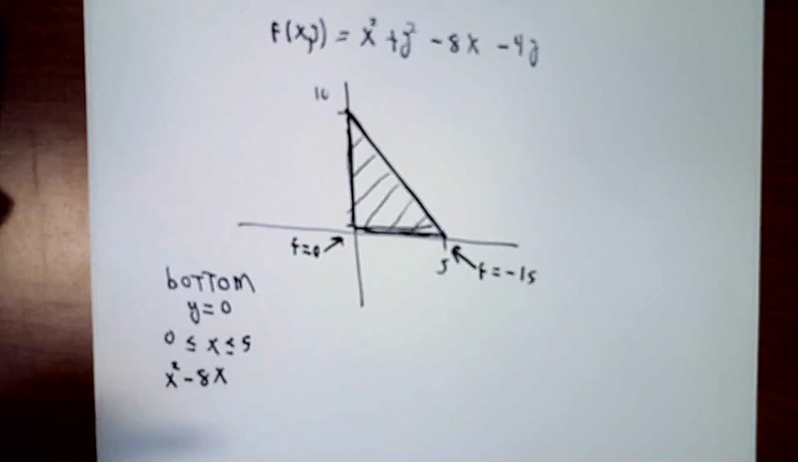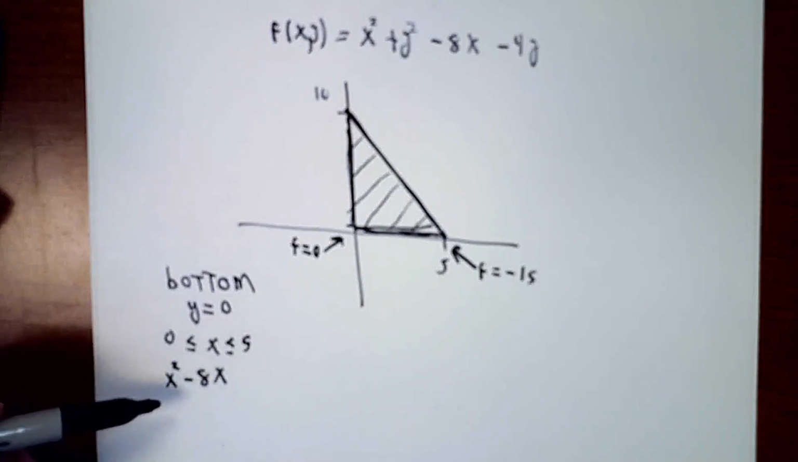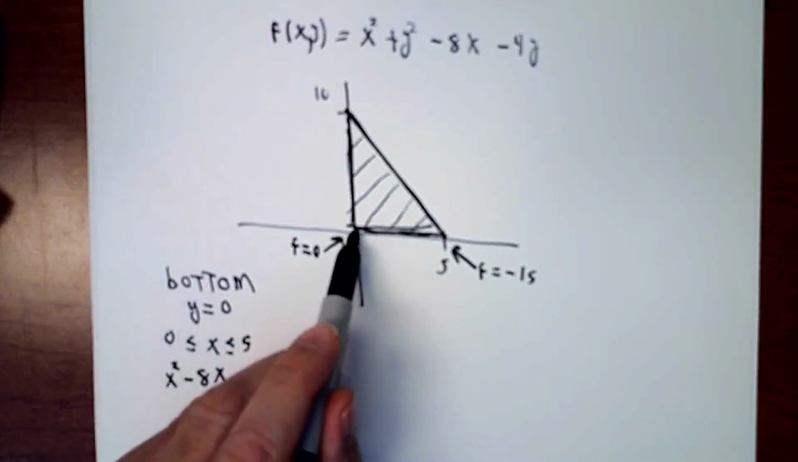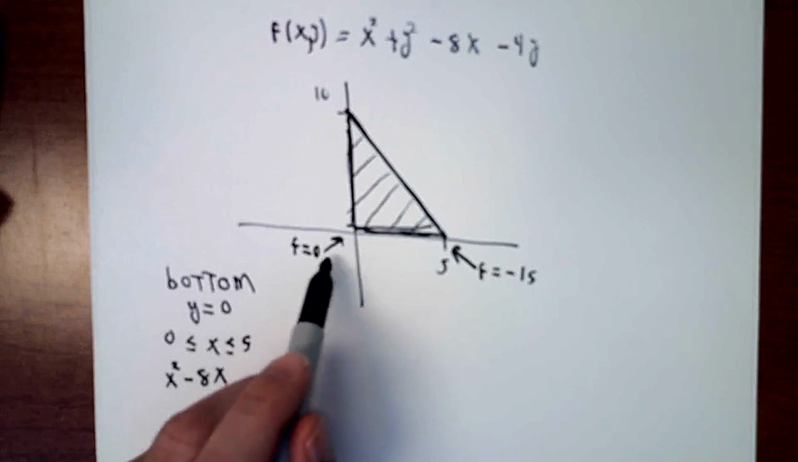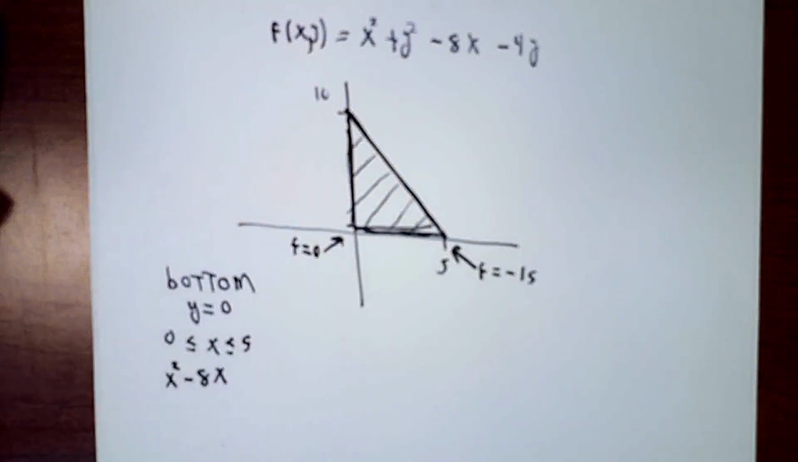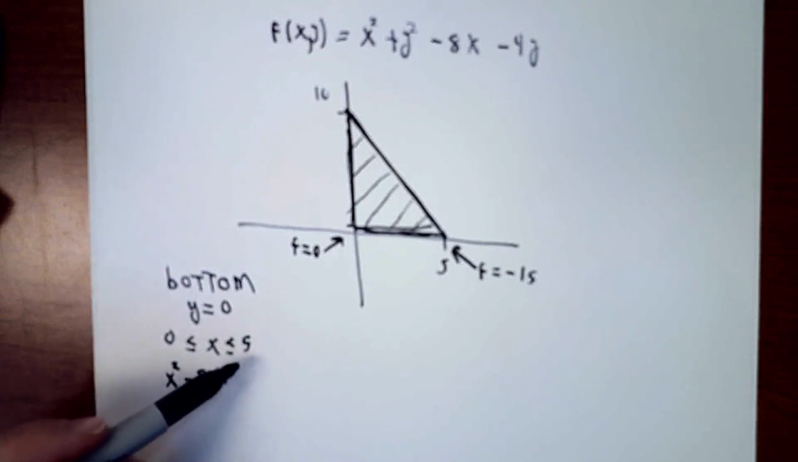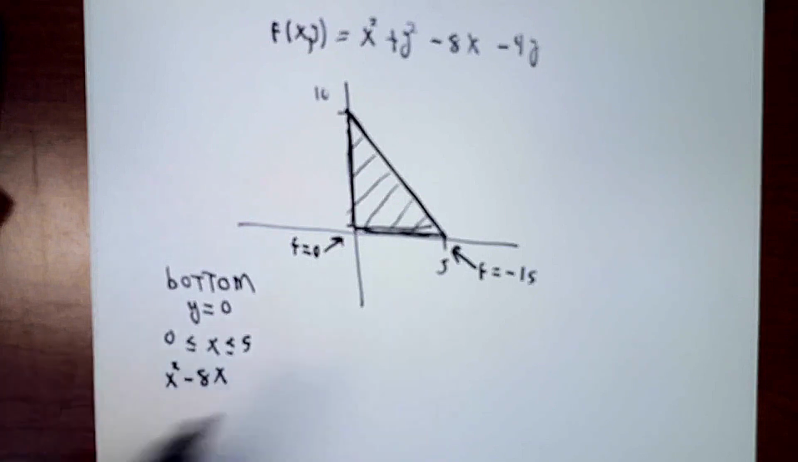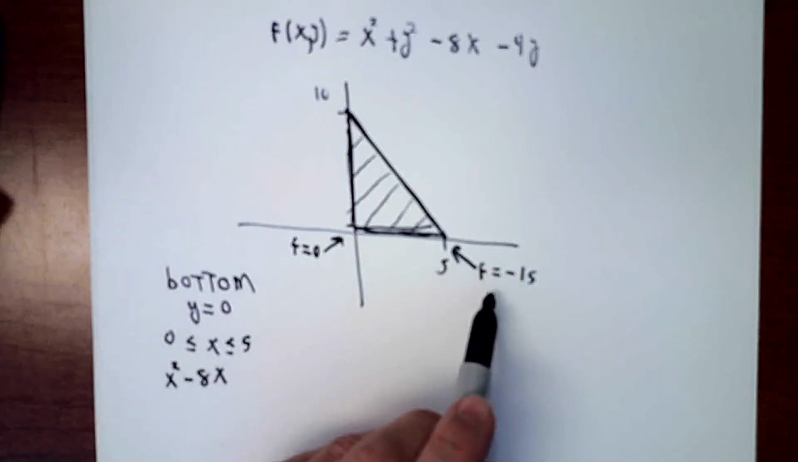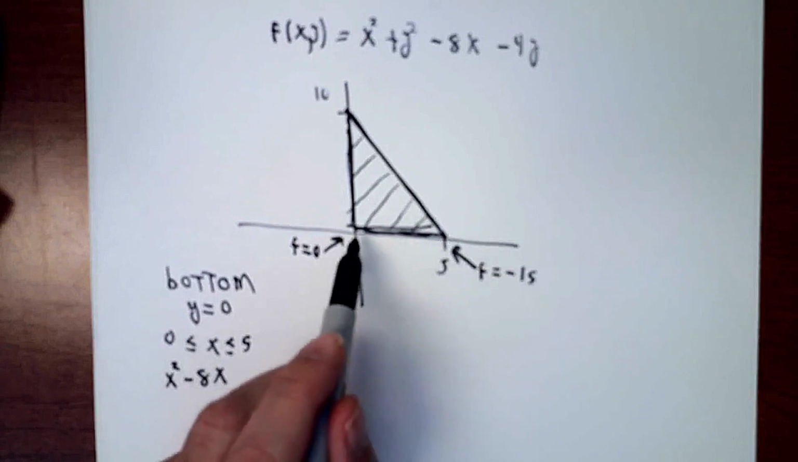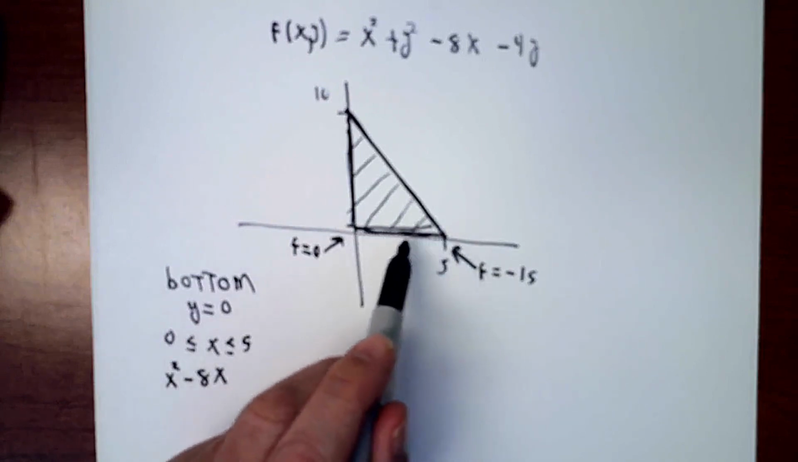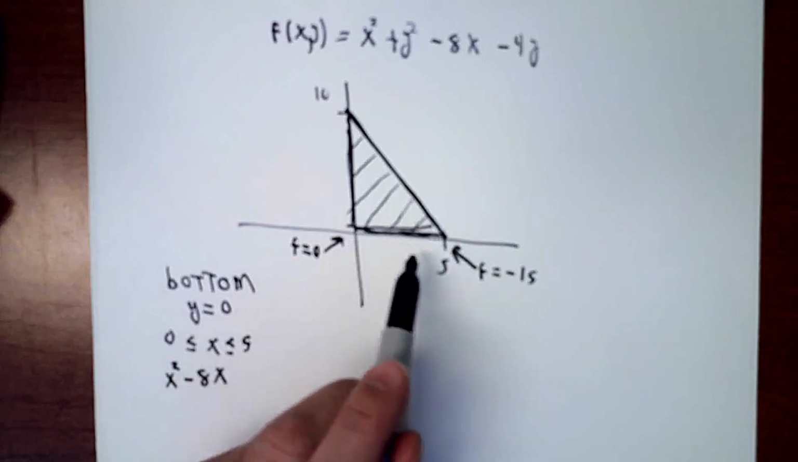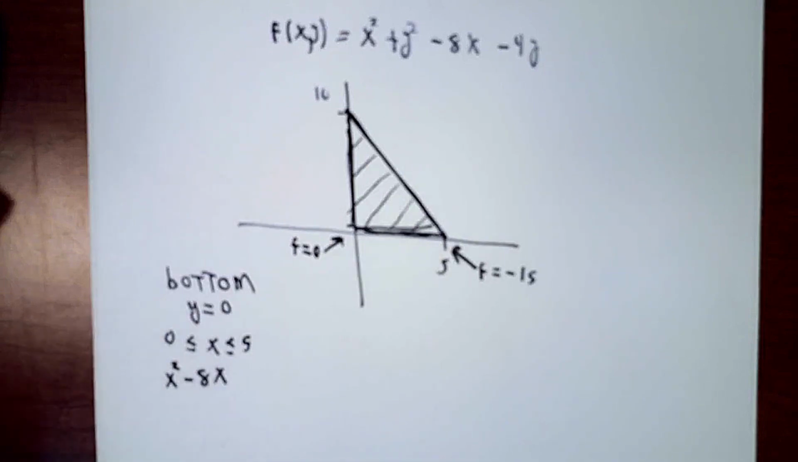If x is 0, x squared minus 8x is 0. The function value is 0. So I'll draw f equals 0 with a little arrow to indicate that this is one of my candidates. If x is 5, x squared minus 8x is negative 15. So this is the function value at the other end. It's still possible I might have something in the interior of that horizontal line segment, though.